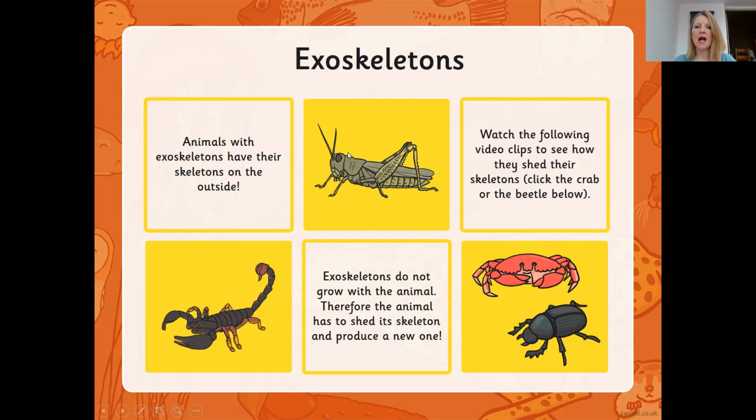Here are some examples of other animals which have exoskeletons. So lots of insects. Okay, so here you've got a grasshopper. If you were to be able to go up to that and actually tap the outside of it, it would feel hard. Here we've got a scorpion, a crab, and a stag beetle.